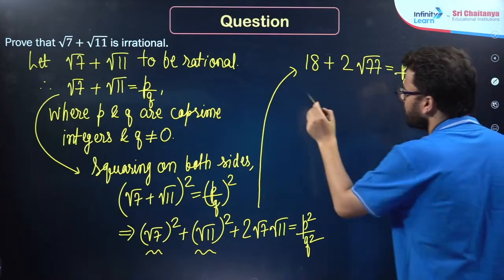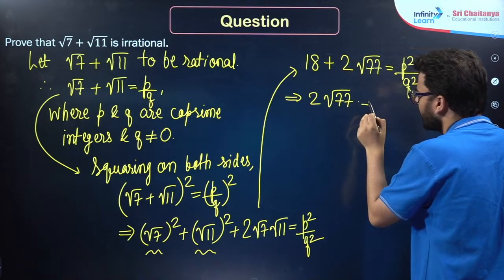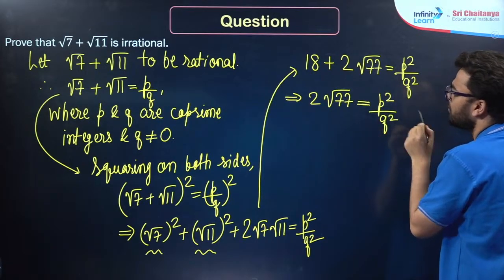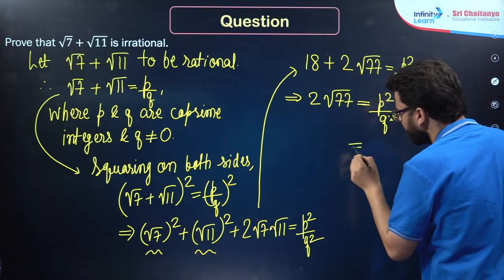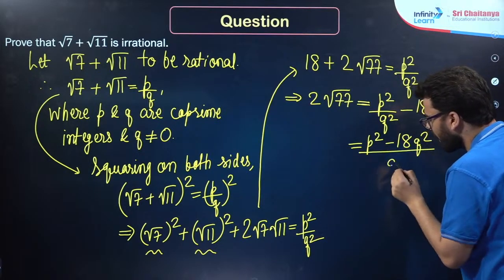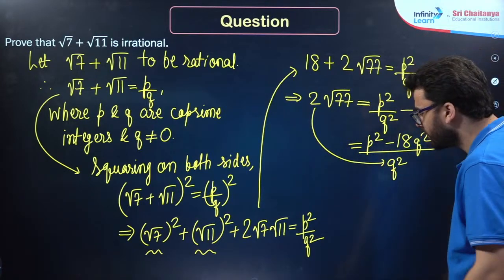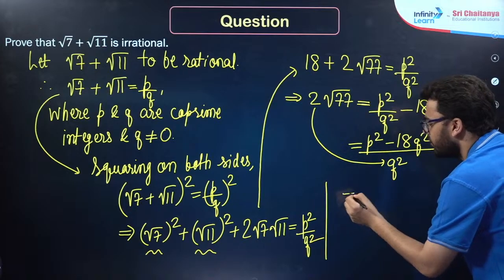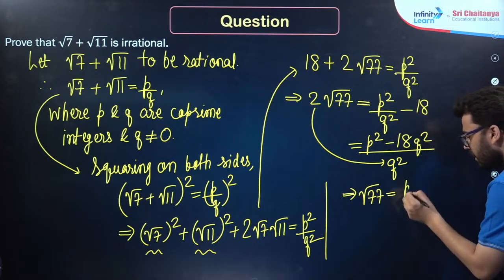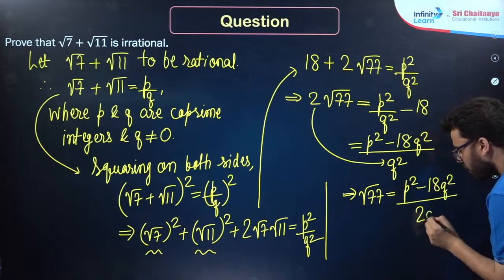That's correct. Now you see over here, again we have to just take an irrational number on one side of the equation. So you see this is p square upon q square minus 18, and after further simplification you'll get p square minus 18q square upon q square. Now you see 2 you can take in division over here on the other side of the equation. So what will you get? That will give you square root of 77, that is equal to p square minus 18q square upon 2q square.